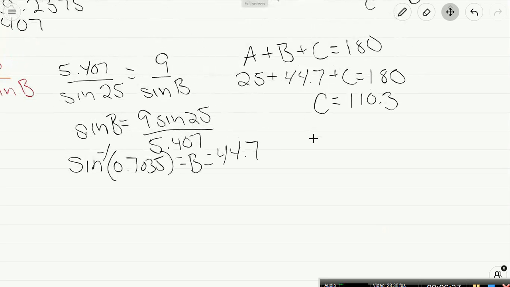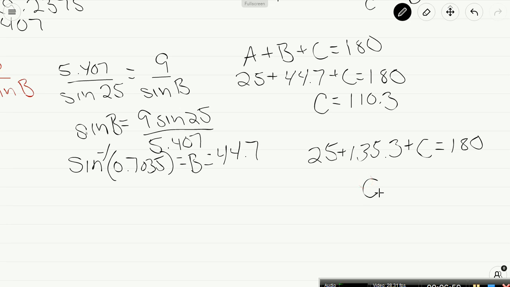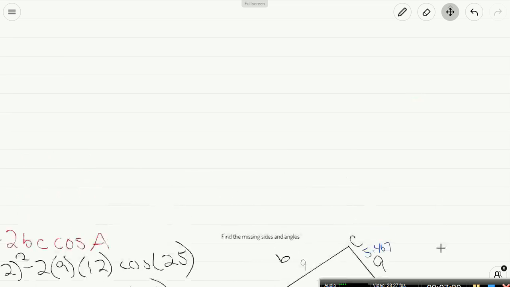Now we're going to try this again, but with 135.3 instead of 44.7. So 25 plus 135.3 plus C equals 180. That's going to give us C as 19.7. In this situation, B would actually be the largest angle, but C has to be the largest, so it has to be the first one.